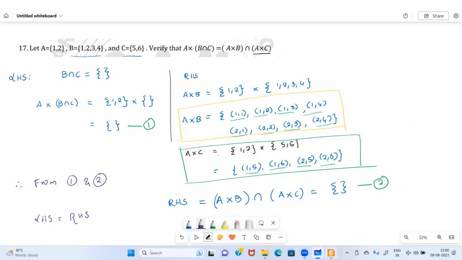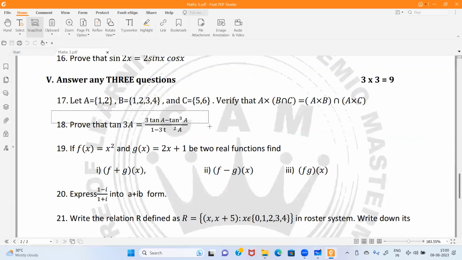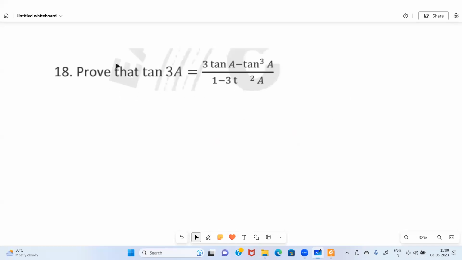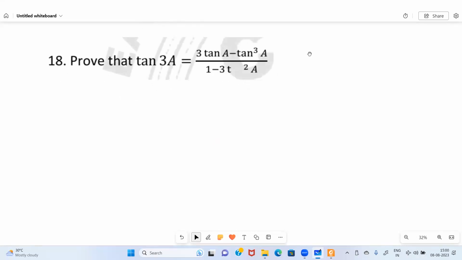All right, let's move on, students. Let's move to question number 18. Prove that tan 3a is equal to (3 tan a minus tan cube a) by (1 minus 3 tan square a). Okay, students. Now let's take the left hand side. Tan 3a can be written as tan of 2a plus a.